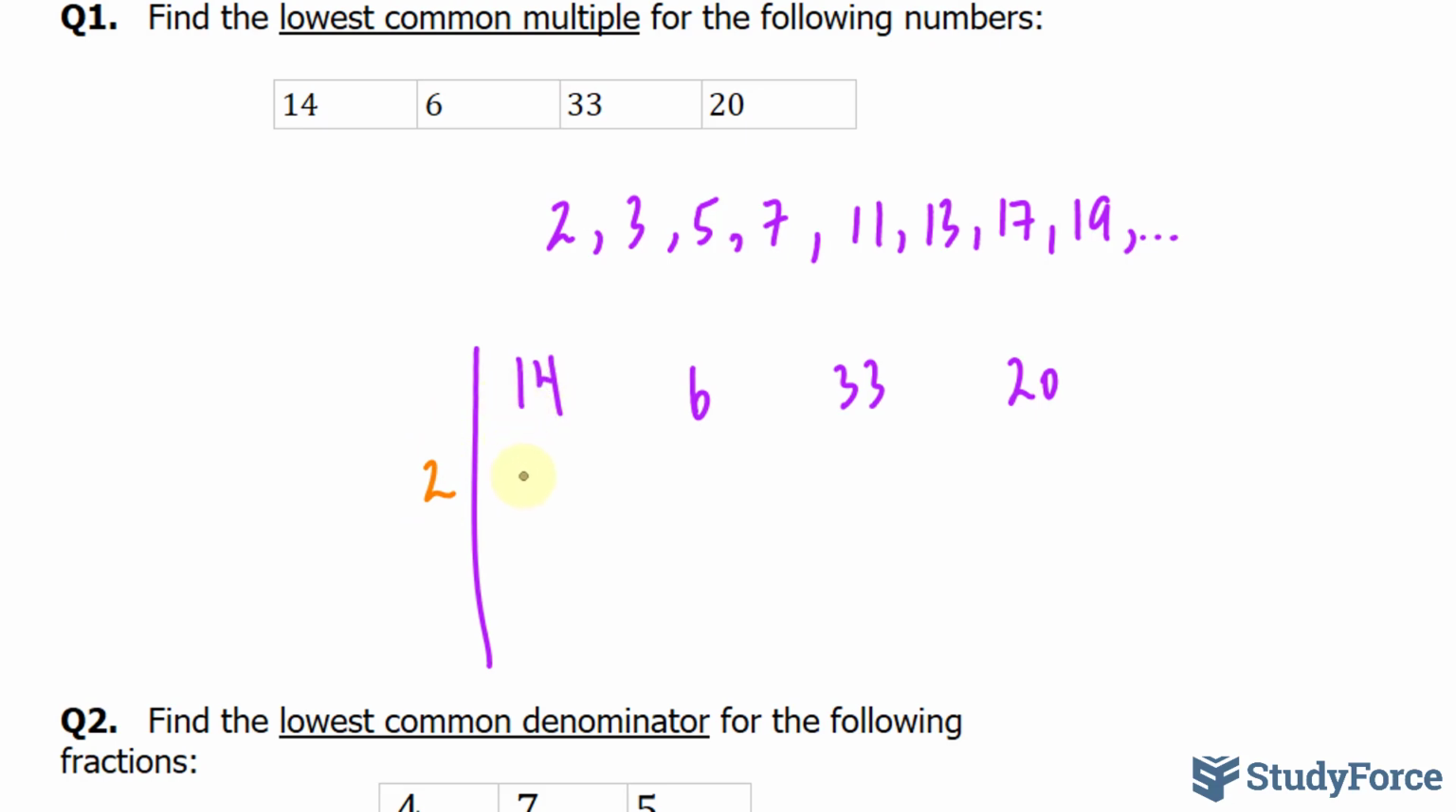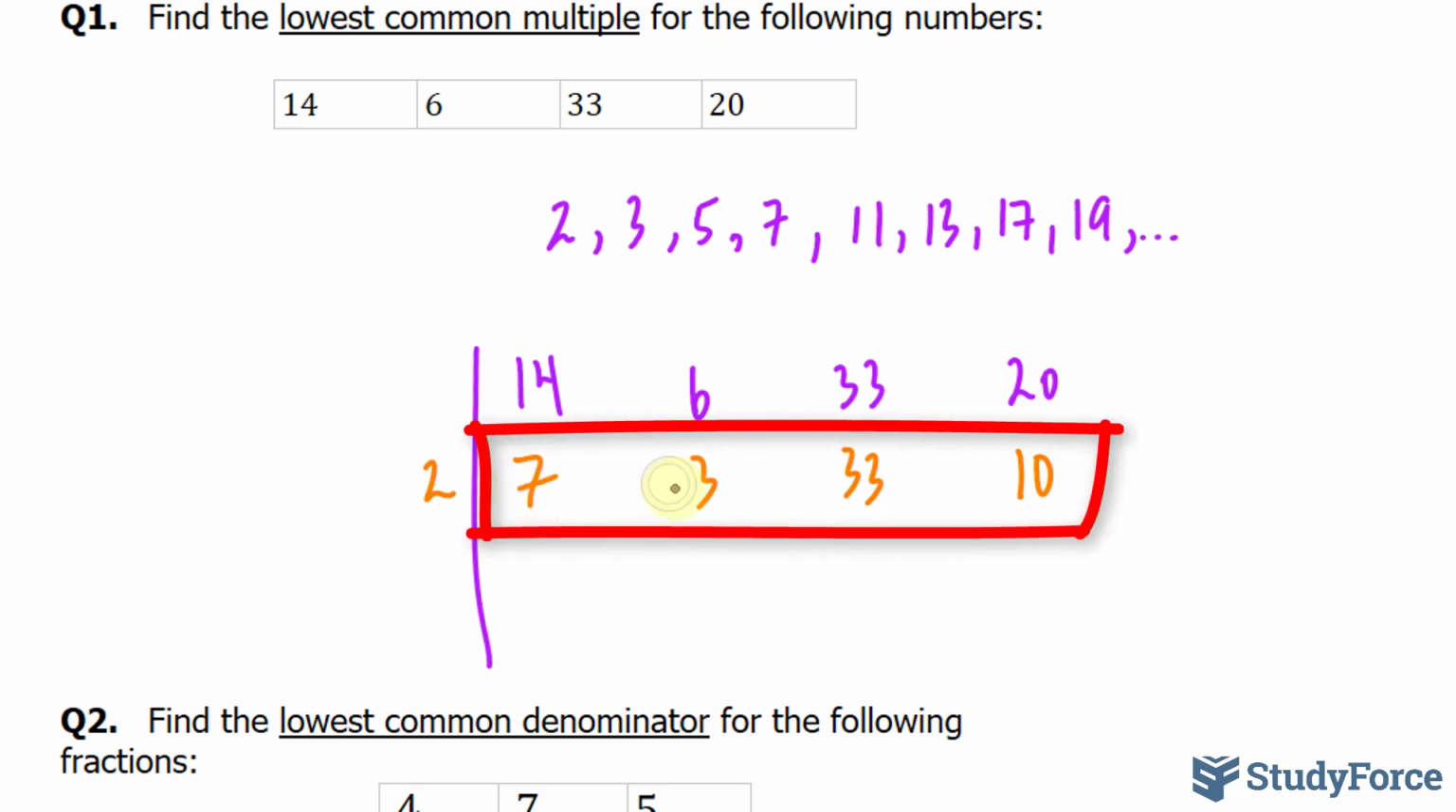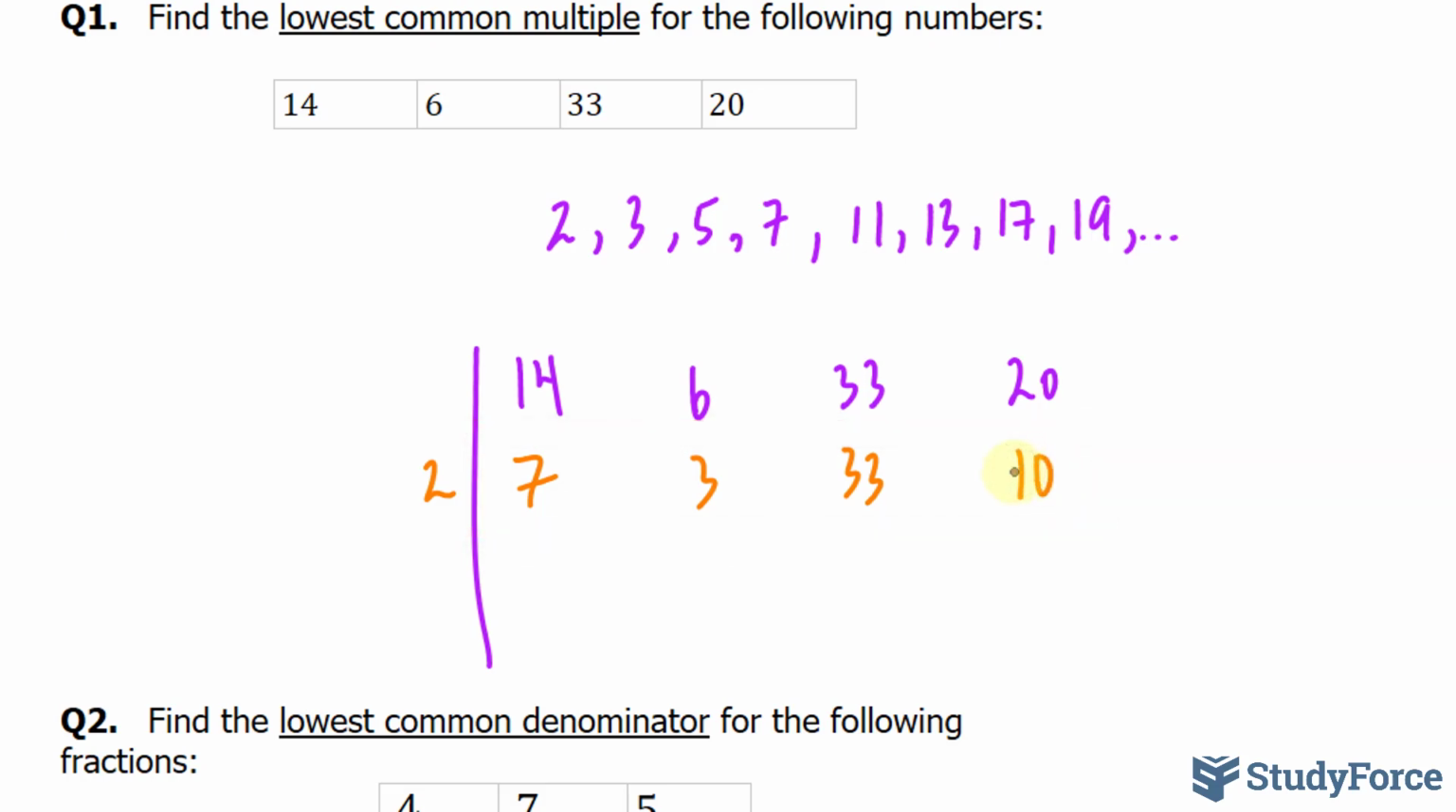So 2 divides 14 7 times. It divides 6 3 times. It does not divide 33, so repeat that. And it divides 20 10 times. So now that we have a new row of numbers, again we ask the same question. What is the lowest prime number that divides any of these 4? And again, 2 works because 10 is even. So 2 does not divide 7, not 3, not 33, and divides 10 5 times.